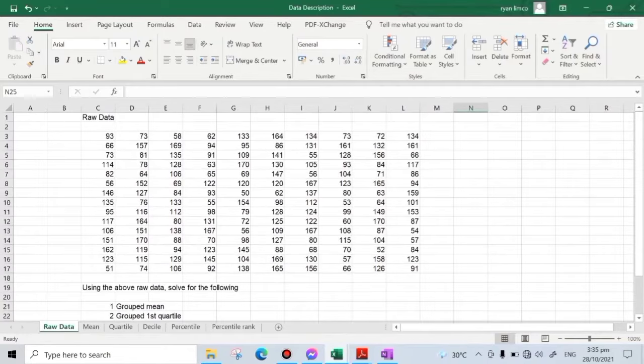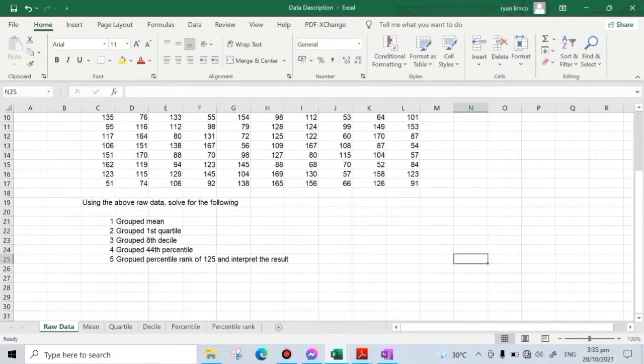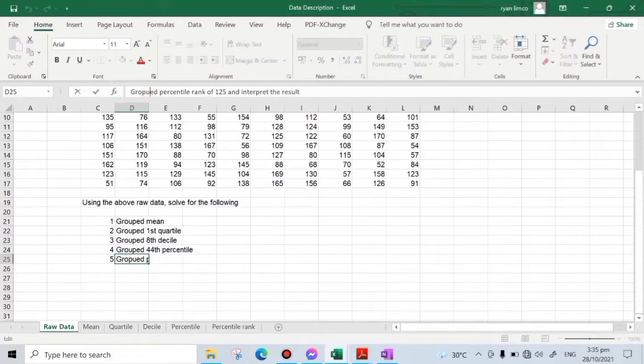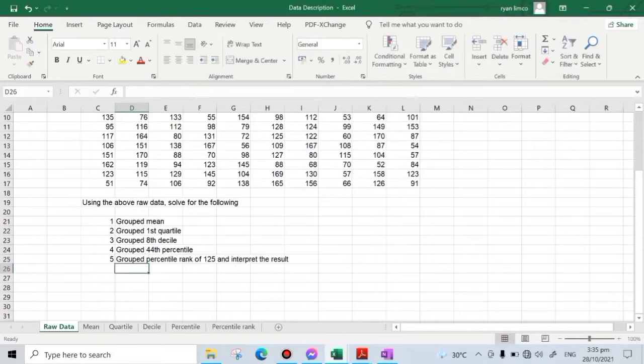So in here, we have the raw data given, and we are asked to compute for the following. First is the group mean. Second is the group first quartile. Third is the group 8th decile. And fourth is the grouped 44th percentile. And fifth is the grouped percentile rank of 125, and we are asked to interpret the result.